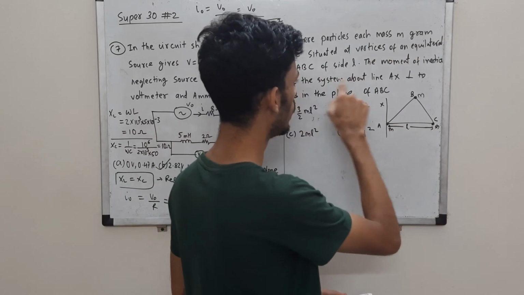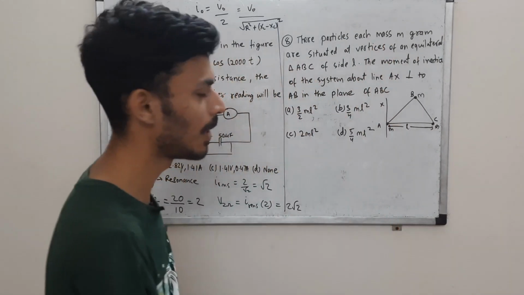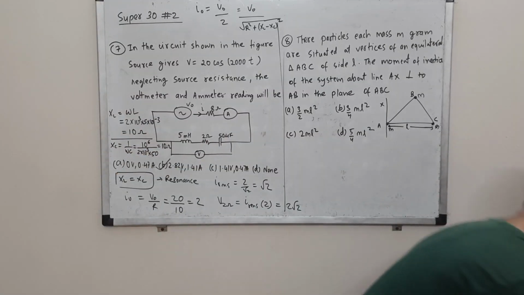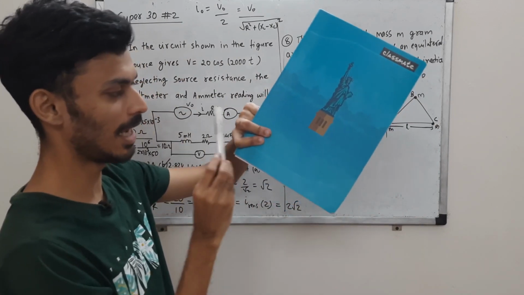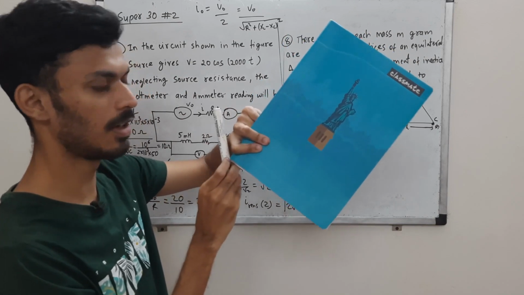The moment of inertia of the system about a line AX. Now we have a line AX perpendicular to AB in the plane. Okay, it's in the plane. So suppose this is a triangle, and here we have the line AX. This is the vertex A, B and C. So here we have the line AX.